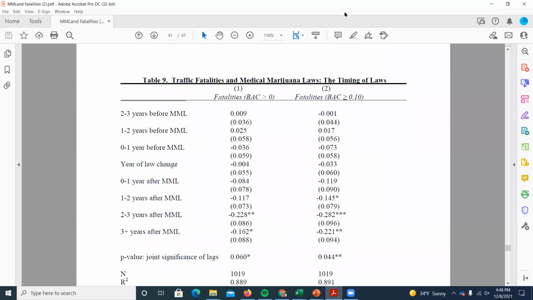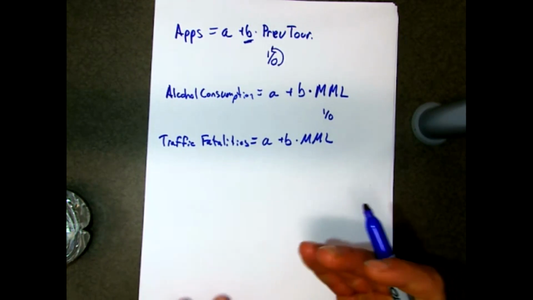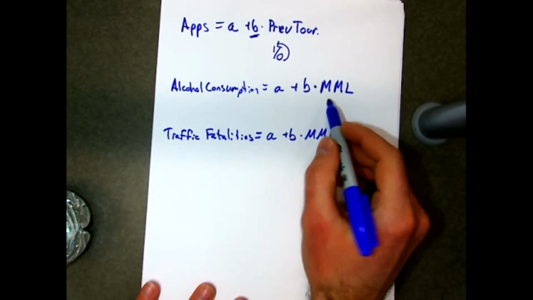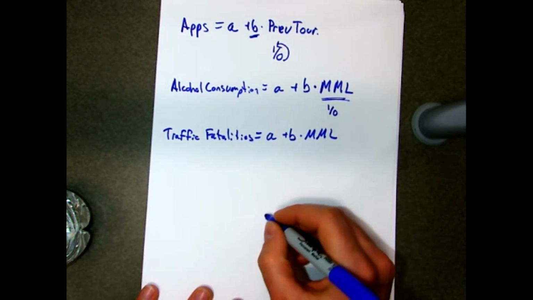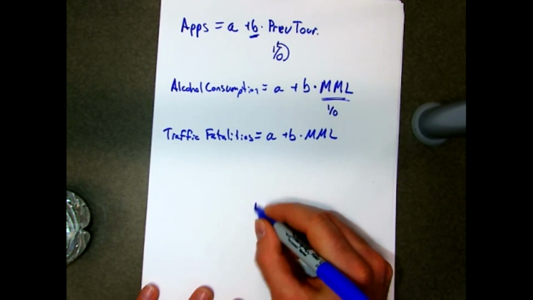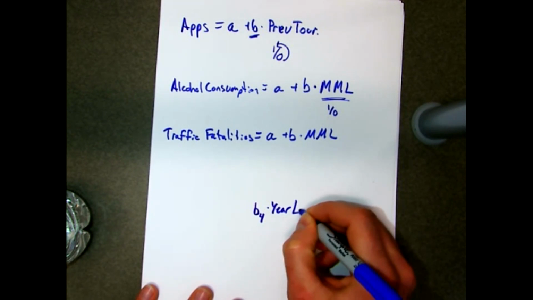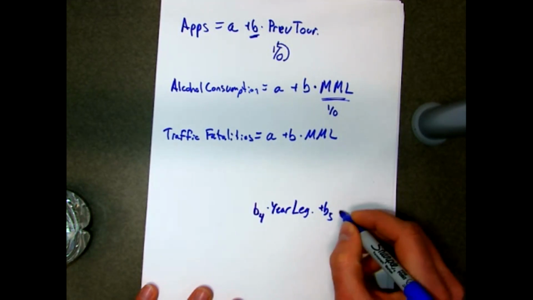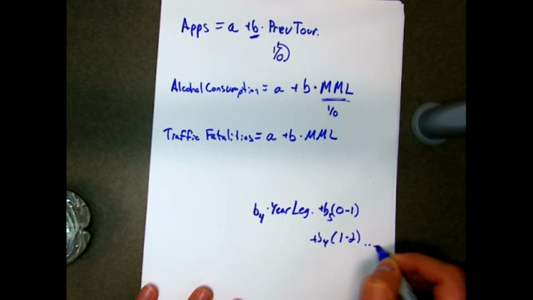Right? They then break it down even further and say, well, look, this is where they get a little bit fancy. They say, okay, maybe it's not just in the year that it's legal. Maybe these things take time. So instead of just including a 1-0 variable for was it legal, they start to break this up at different times. So the first thing they do is they say, okay, look, here's an indicator for the year it became legal. Then an indicator for was it legal between 0 and 1 years. Then another indicator for has it been legal for 1 to 2 years, etc.